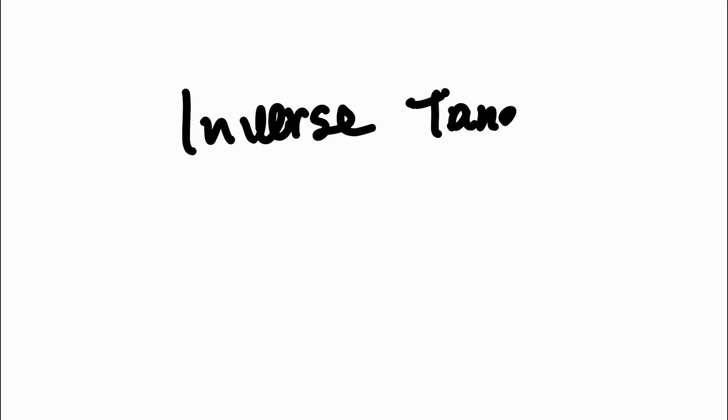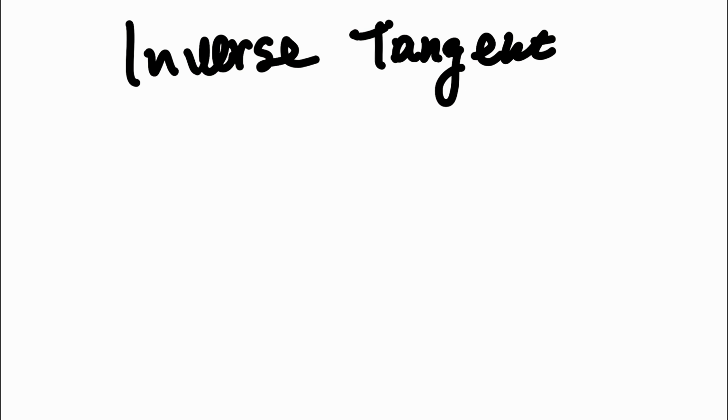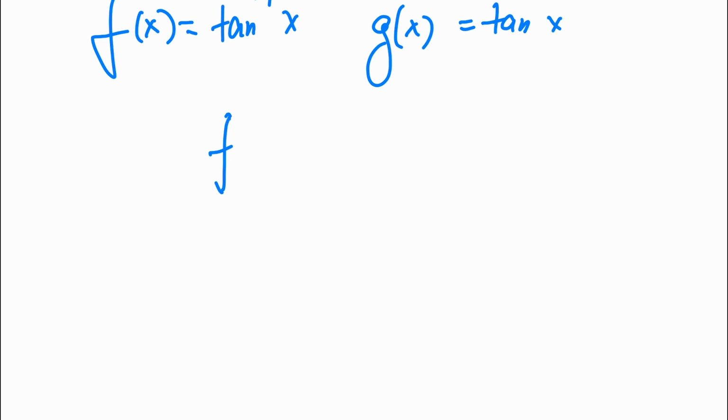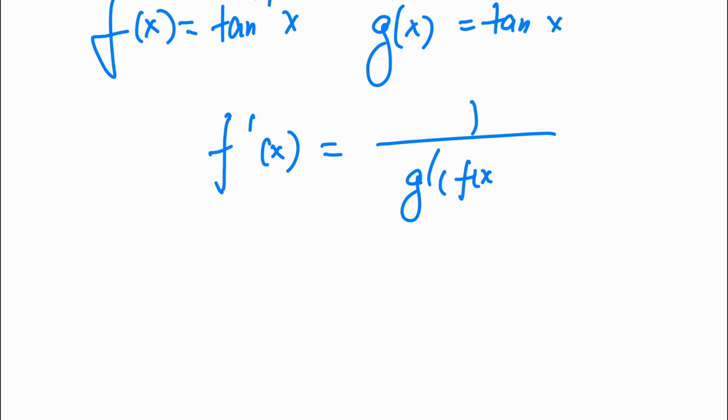Inverse tangent. And this might be a little bit trickier, and our approach is still using that. So let me write that out. We have f of x is equal to the tangent to the negative 1 of x. So our g of x is just equal to tangent of x. And f prime of x over here is just equal to 1 over g prime of f of x.